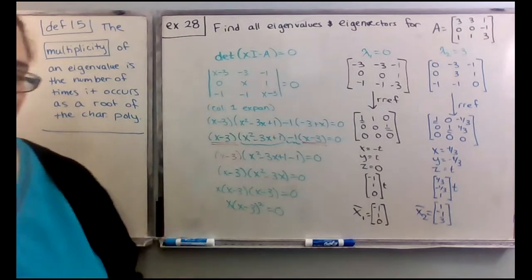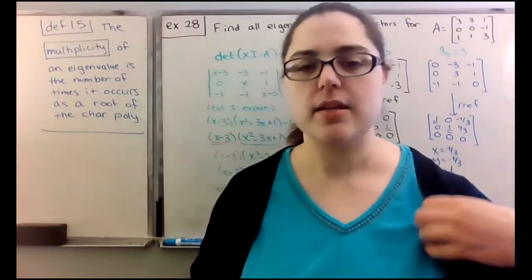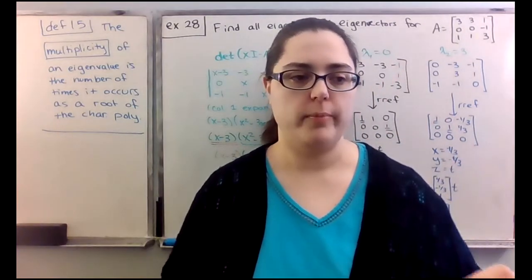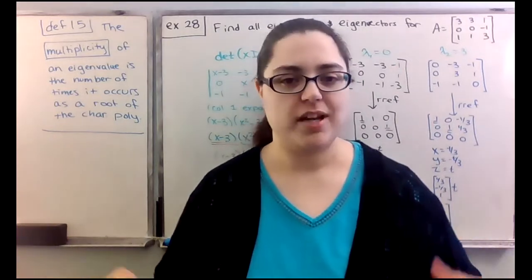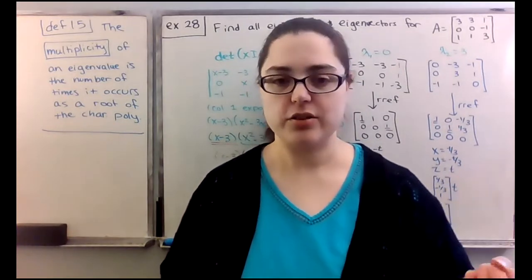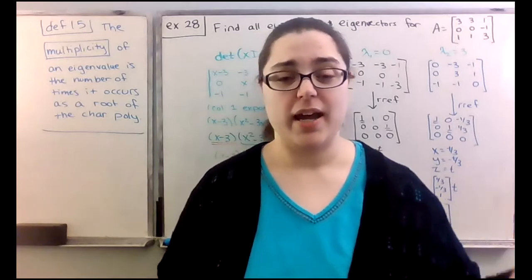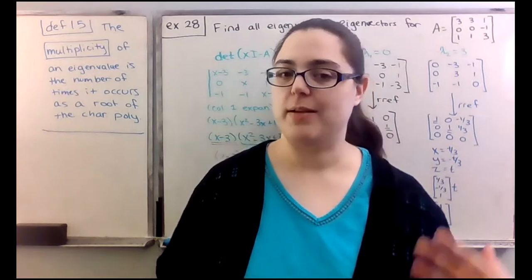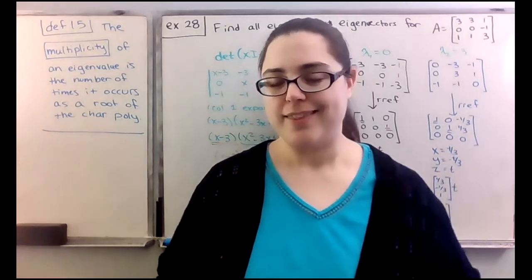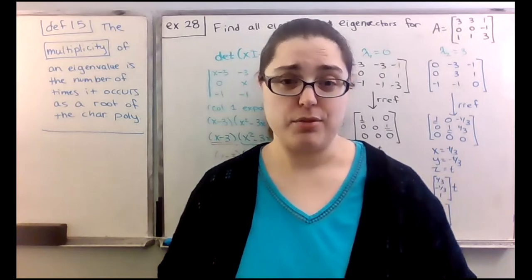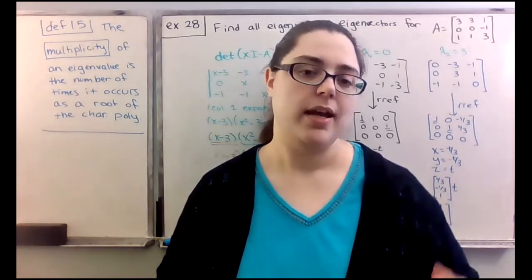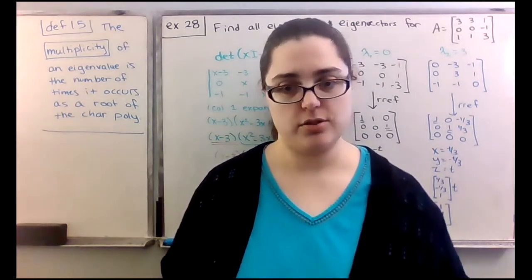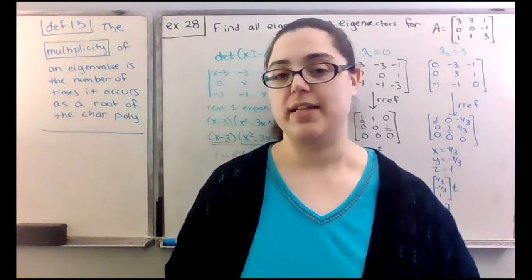If you're familiar with this term multiplicity from algebra in the past, multiplicity is just how many times a root occurs. If you have x cubed times x minus 1, x cubed happens 3 times because of the cubed. X minus 1 happens once because there's no exponent on it. If you had x cubed times x minus 1 squared, then x cubed would still have multiplicity 3, and x minus 1 would have a multiplicity of 2 because it's squared, so it happens 2 times. So that's all that multiplicity is.